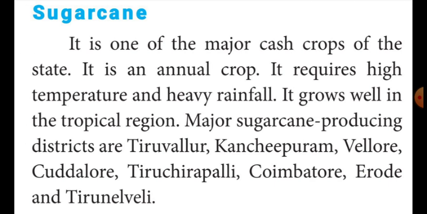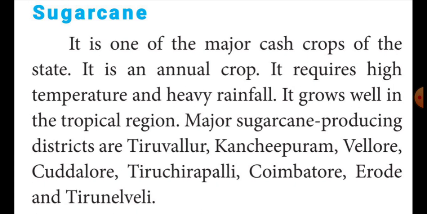Then the next important crop is sugar cane. It is one of the major cash crops of Tamil Nadu. Sugar cane is an annual crop. It needs high temperature and heavy rainfall. If we want to cultivate sugarcane, the farmers need high temperature and heavy rainfall.